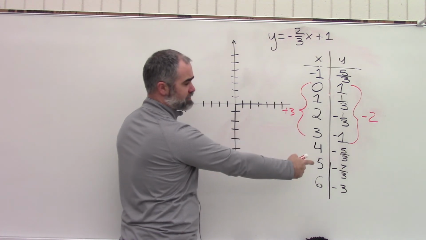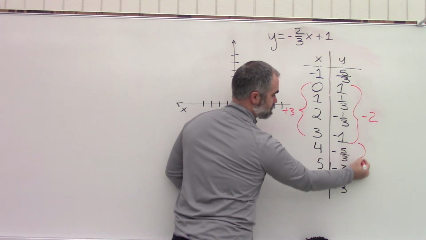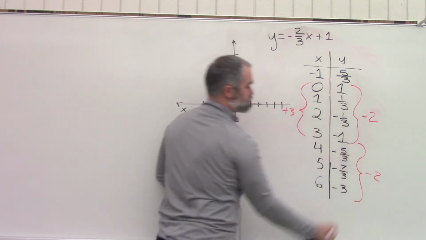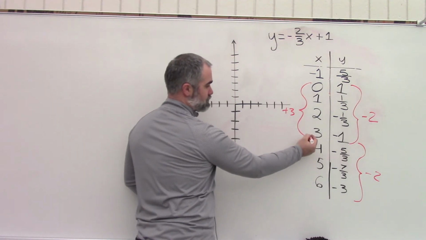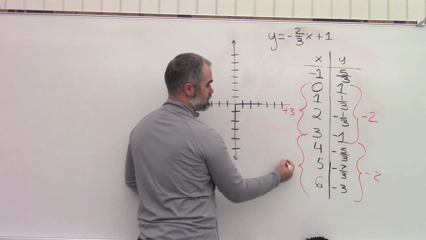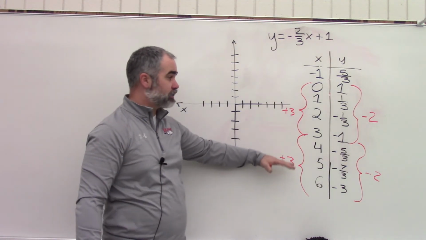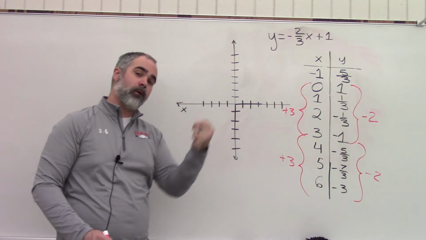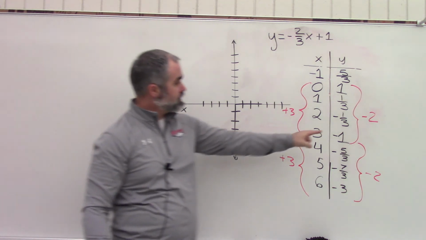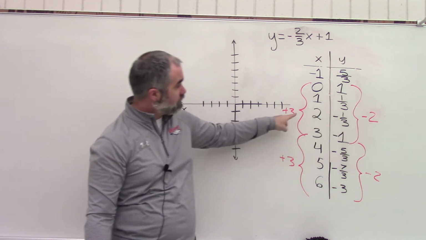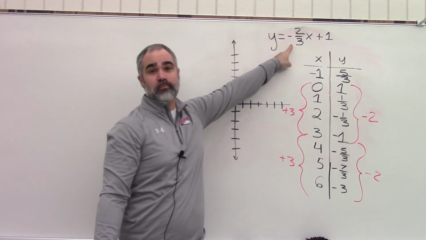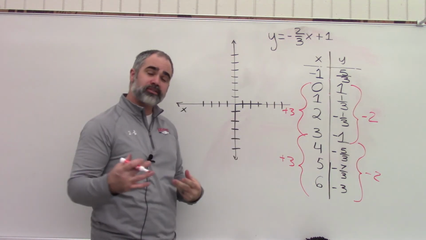Let's see if that happens again. Between 1 and -3, I subtract 2 again. And between 3 and 6, I added 3 again. So if we look at our pattern, the change in y over the change in x, I see that it's -2/3, which is the pattern here. So that pattern still does show up.